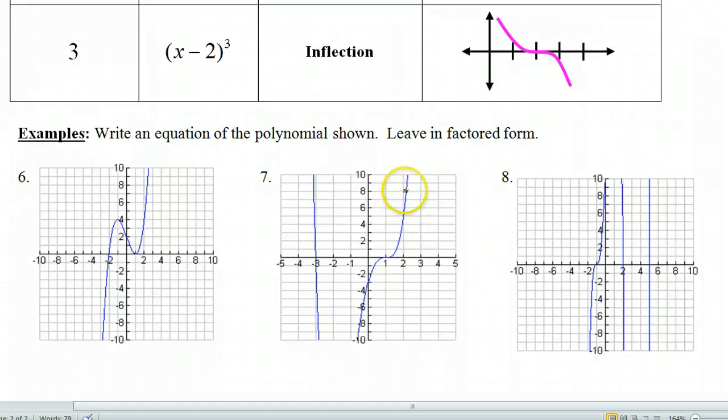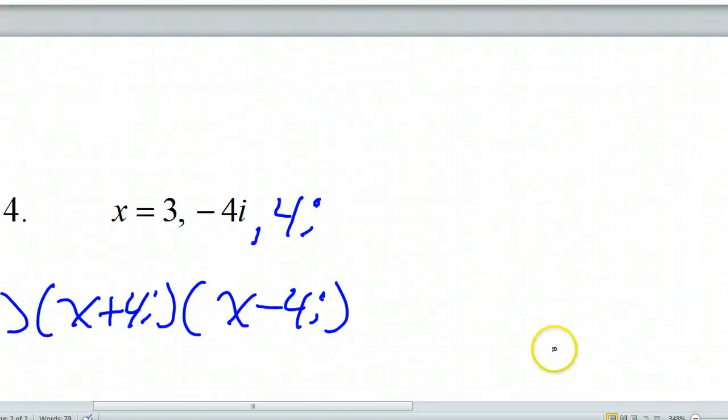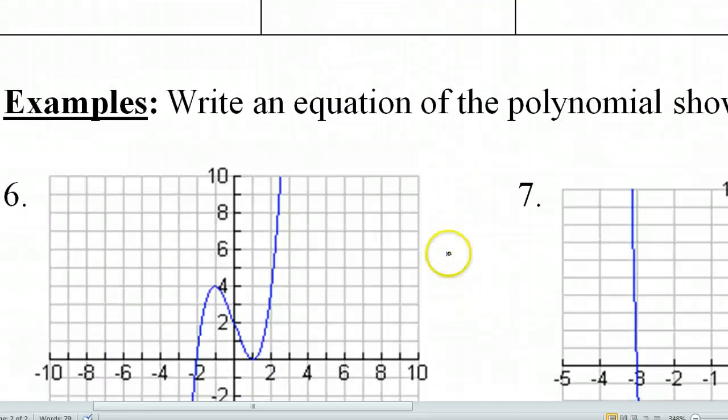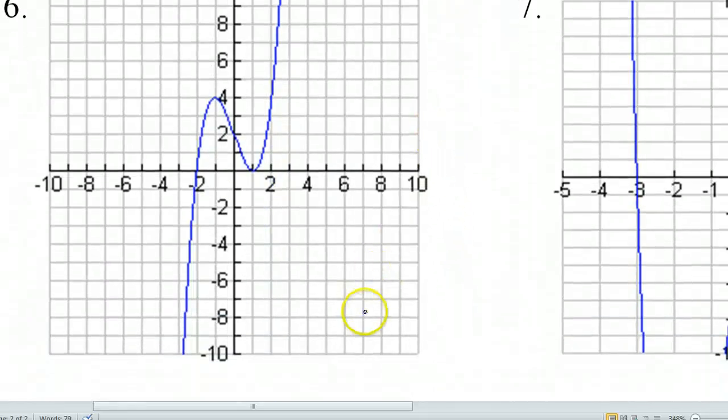So now looking at problem number 6 as an example. Here I'm giving you the graph, and you're supposed to take this and write me a function. You're allowed to leave it in factored form. Start with the easy part, the zeros. Hopefully you guys can see that I've got 2 x-intercepts. I've got 2 zeros. I've got one here, and I've got one here. So this first one, do you see how it passes straight through? Just to be super clear, it goes through the graph at negative 2.